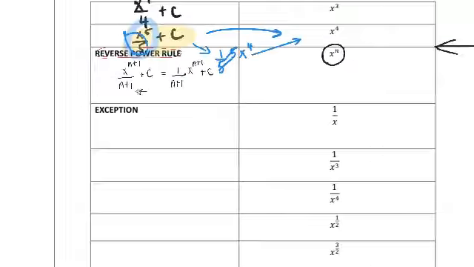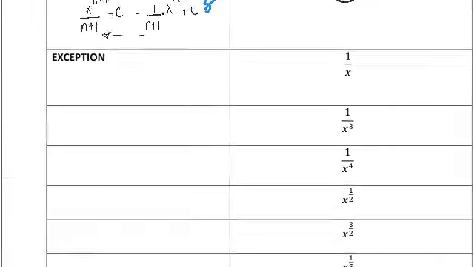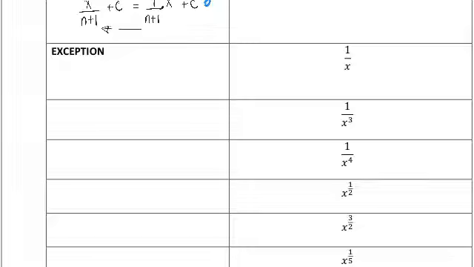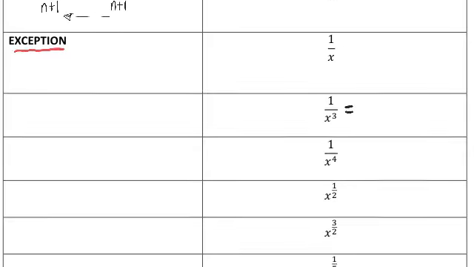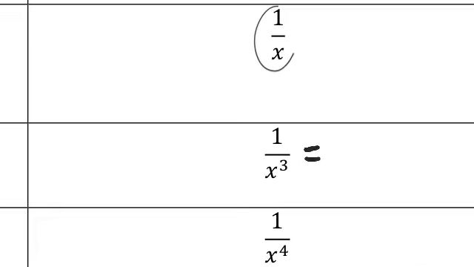Now, the reverse power rule works for negative powers. I'm going to skip this exception for a minute. I'll come back to it in a minute. But it works for negative powers that are not -1. Okay, I might as well do the exception. The exception to the rule is 1 over x, right? 1 over x means x to the -1.